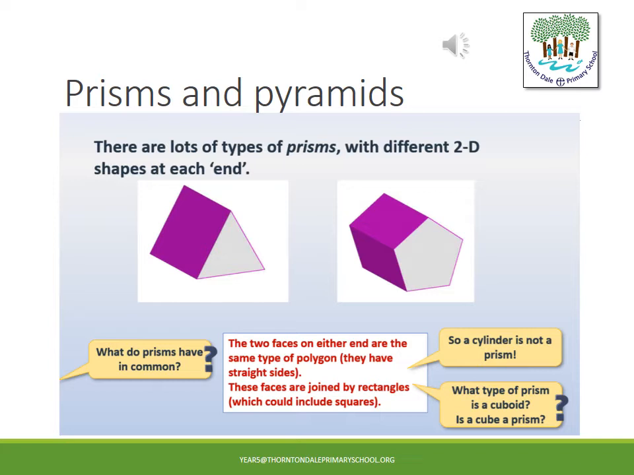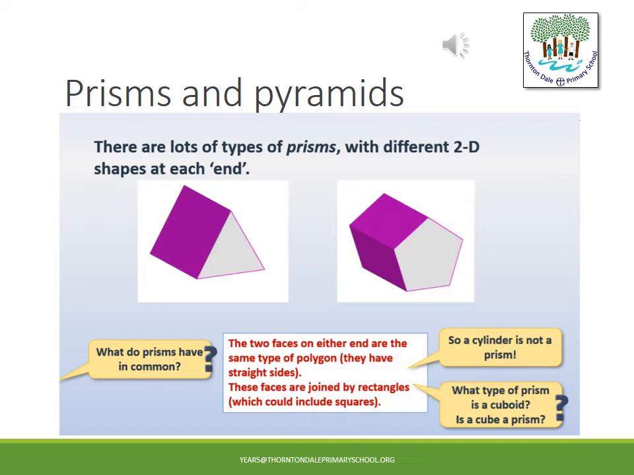Moving on to prisms then. Like pyramids, there are lots of types of prisms, each with a 2D shape at each end. So you can see here we've got a prism which looks like it's got a triangle on each end, and we've got another type of prism which has a five-sided shape, which remember is a pentagon, on each end. So what do prisms have in common?